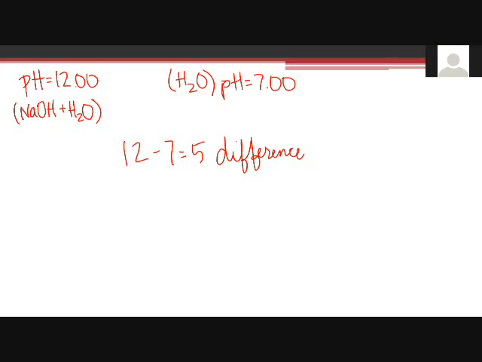It says to compare this to what happens. So the difference for the first one, for the buffered, was 0.2 versus the difference when it wasn't buffered was 5. So you could just say that when it's added to a buffered solution, it's very small changes. That would be the answer.